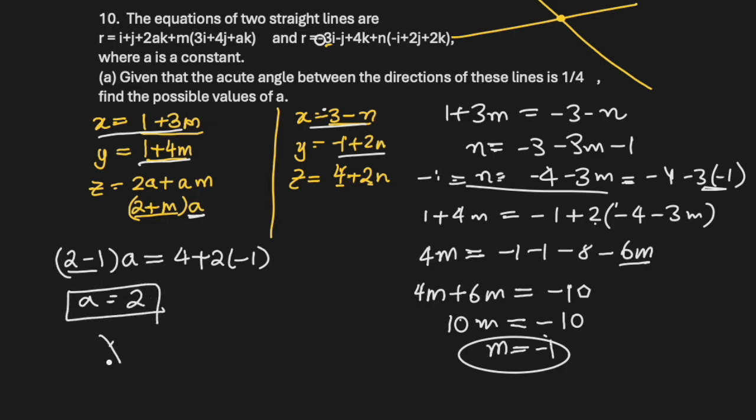It was actually lambda and mu. M and n were lambda and mu in the main question. I've taken them as m and n.